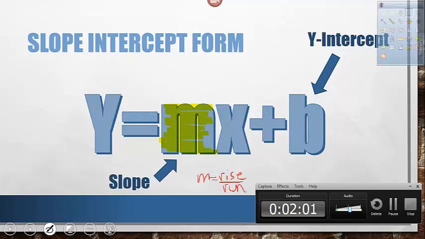Your next thing that is important is the b. That is your y-intercept. Your y-intercept is also extremely important, because it represents your starting amount, your initial amount, wherever your graph actually starts. And it's associated with the b. So there we go.